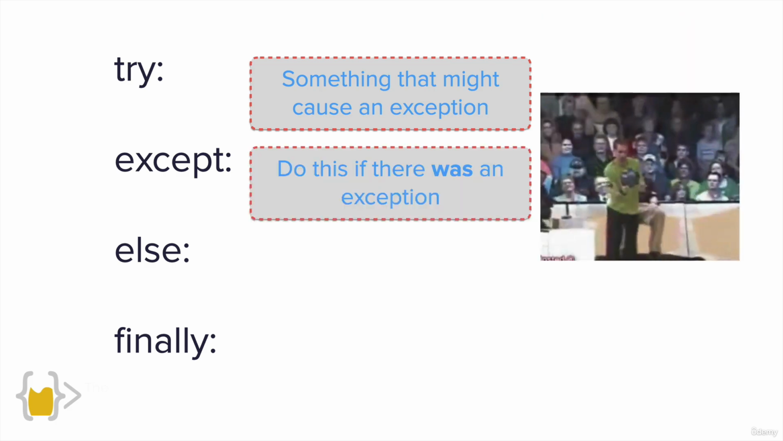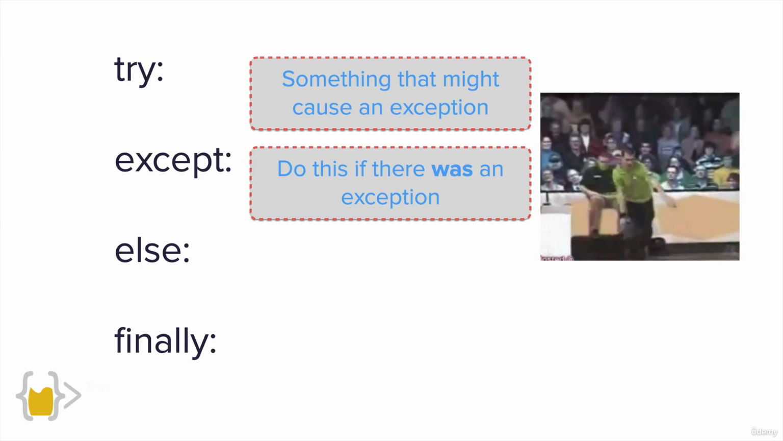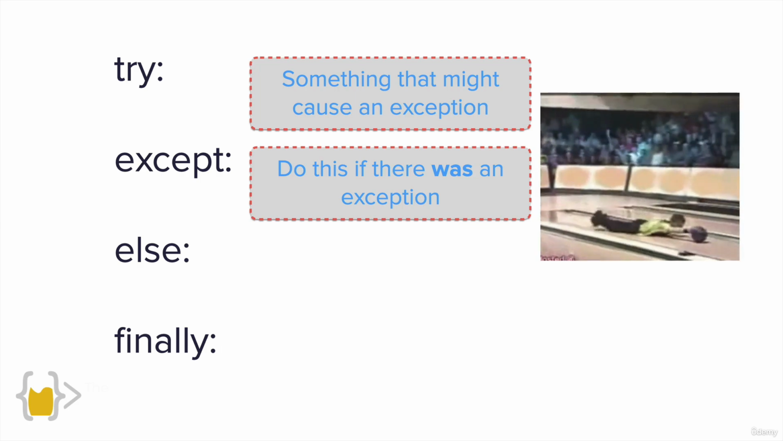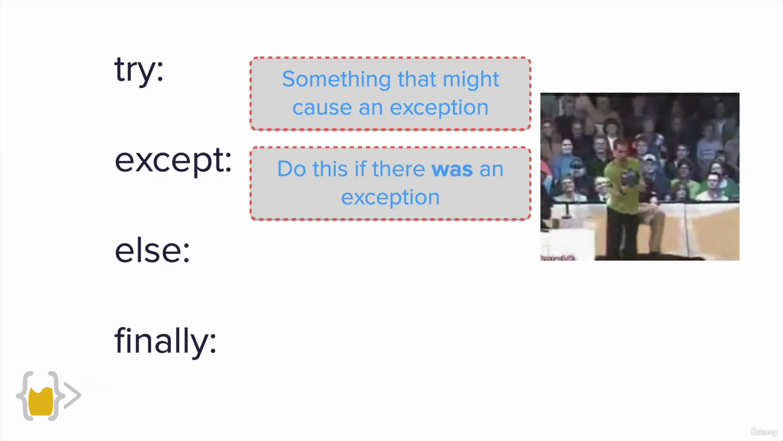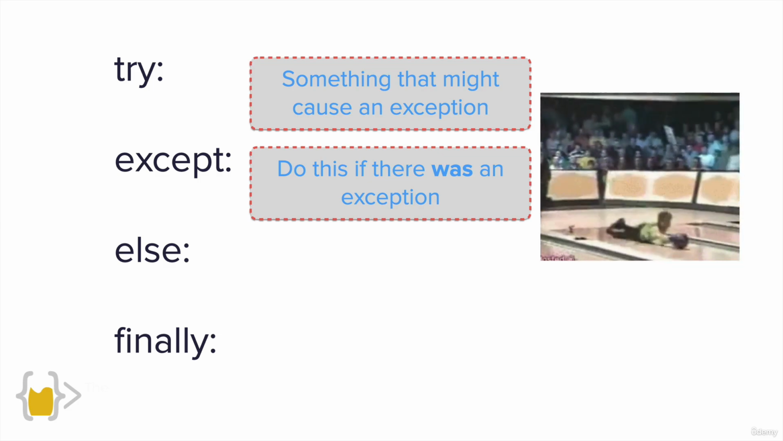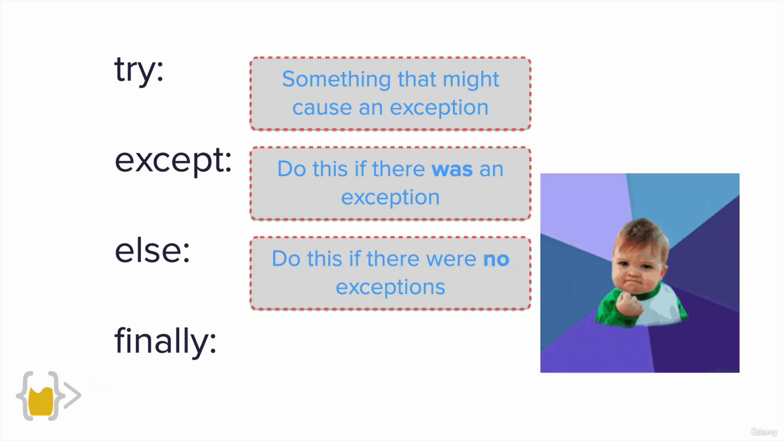Now, the next step is to define the except block. So this is the block of code that you want the computer to execute if there was an exception. If something went catastrophically wrong and it was not the way that you expected it to go, then carry out this piece of code. Now, the else keyword allows you to define some code to execute if there were no exceptions. If you tried this thing that might fail, but actually it didn't fail, you succeeded and there were no problems, well then in this case, you're going to do whatever is inside the else block.